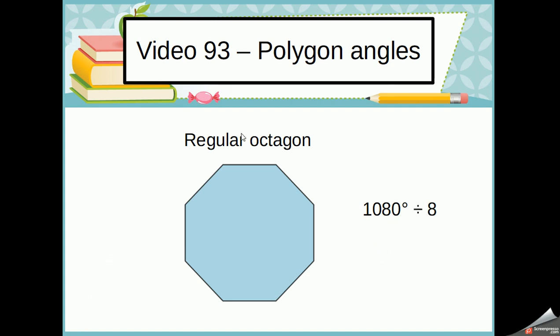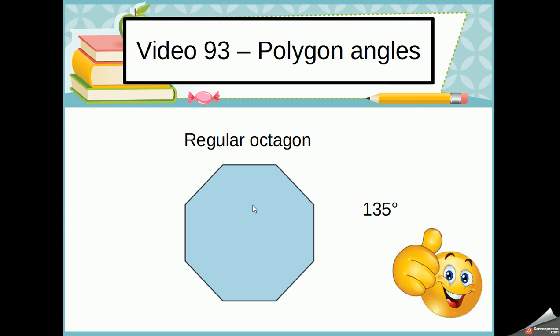Now, because it's a regular octagon, if we divide that number by 8, the number of sides, we then have the size of every angle. So every angle in an octagon is 135 degrees. So that's the sum of the interior angles in a polygon rule, and how we can use it to work out the size of the interior angles in a regular shape.